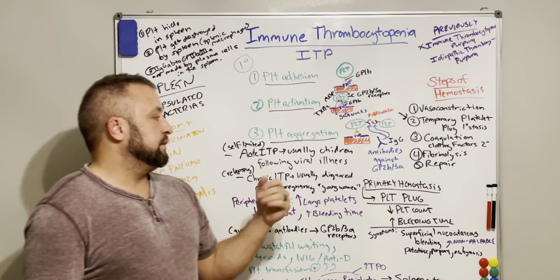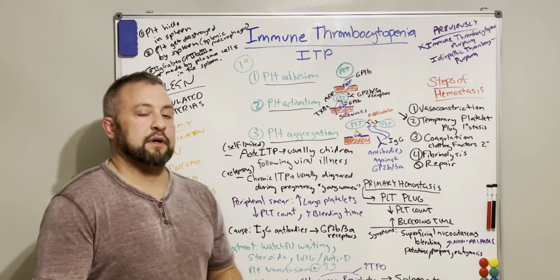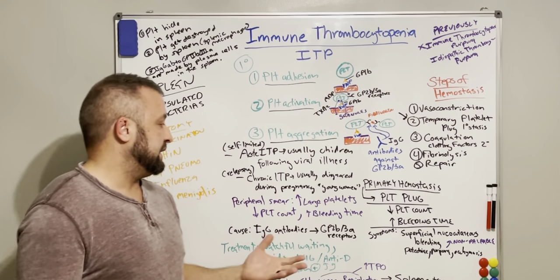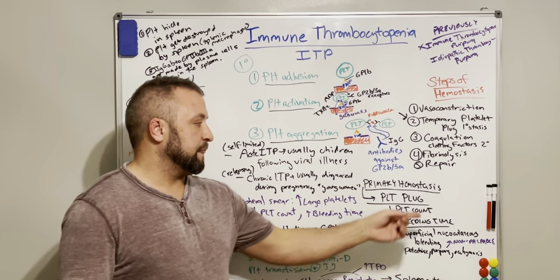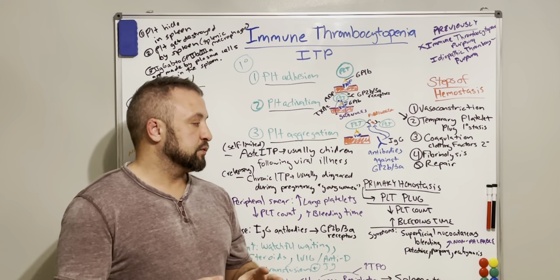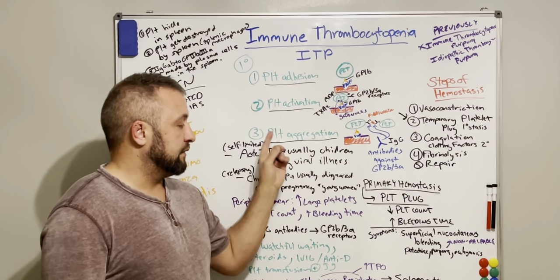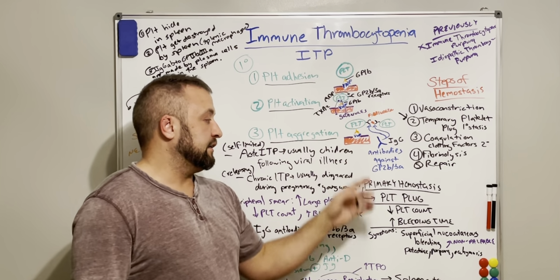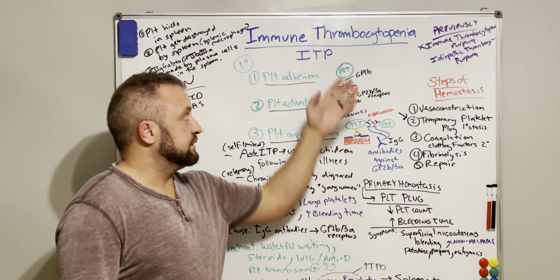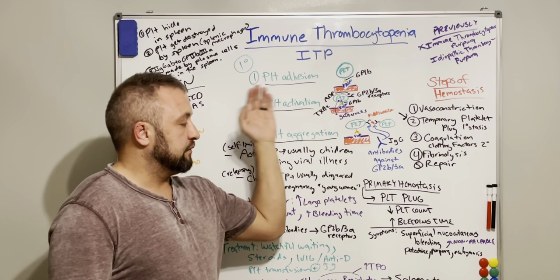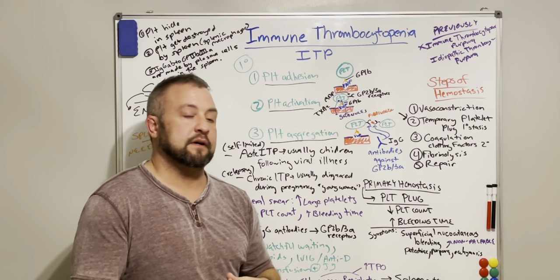So what do we see in these cases? What will we see in these patients with problems with primary hemostasis? Well, we're going to see problems with platelet plug formation. So we will see increased bleeding times because we'll have fewer platelets there. We're going to see a decrease in our platelet count, which is obvious even from the name. So we're going to have a low platelet count and increased bleeding times.